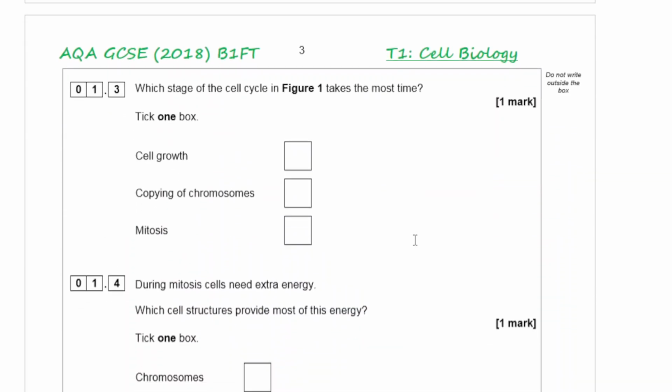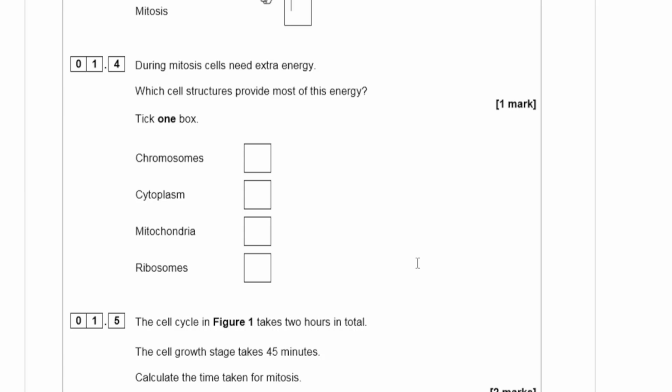Which stage of the cell cycle in figure 1 takes the most time? That would be copying of chromosomes. During mitosis, cells need extra energy. Which cell structure provides most of this energy? That would be the mitochondria, where aerobic respiration takes place to release energy. So the mitochondria is the site of aerobic respiration.